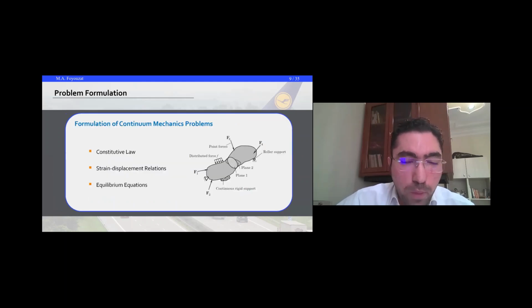Well, if I want to explain the formulation of our problem systematically, I must state that, like every continuum mechanics problem, we need to formulate three categories of equations: constitutive relations, strain displacement relations, and equilibrium equations. I will now briefly explain each category in the context of our particular problem.